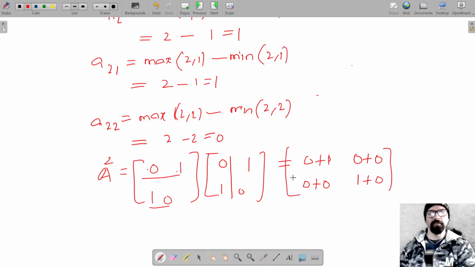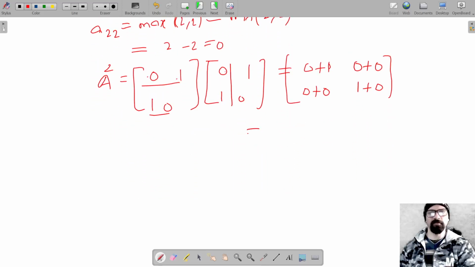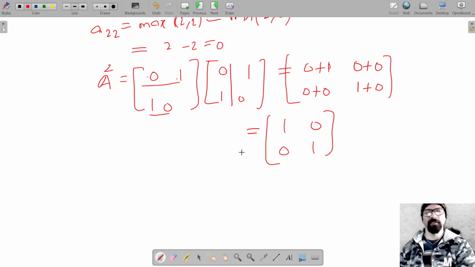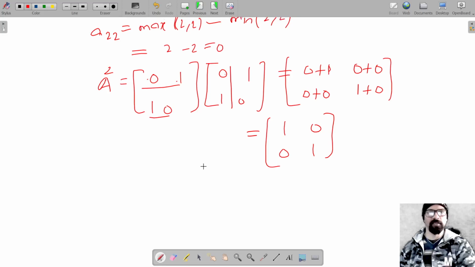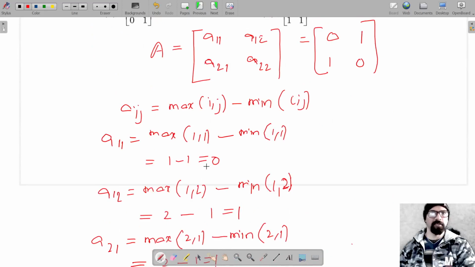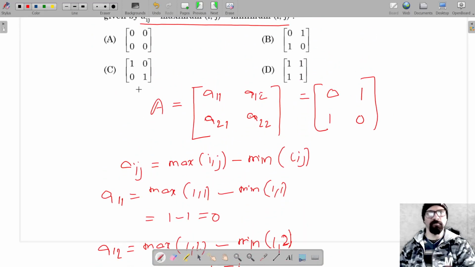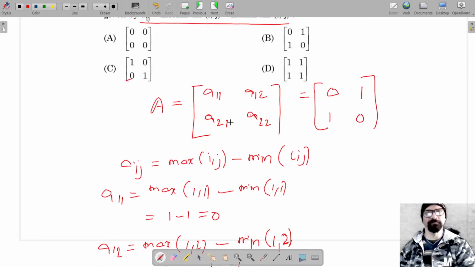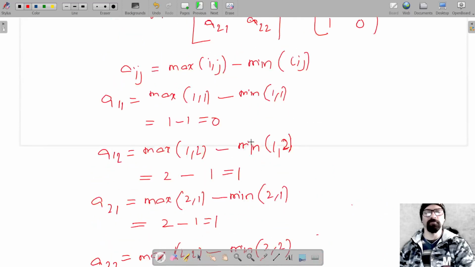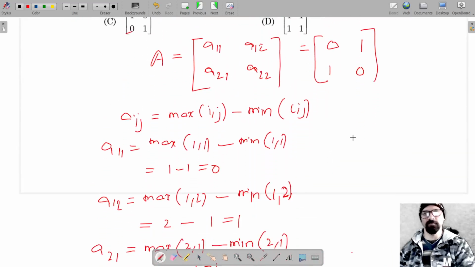So which gives me 1001. And for this, our option 1001 is option C. So this is 1001, which is option C. So C is the correct answer for this one.